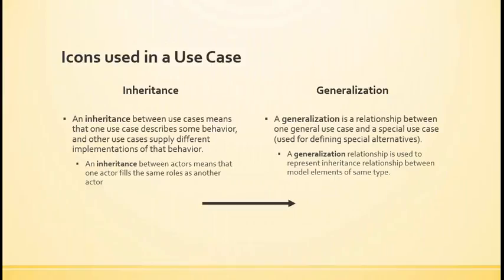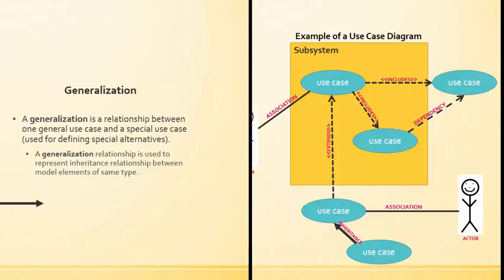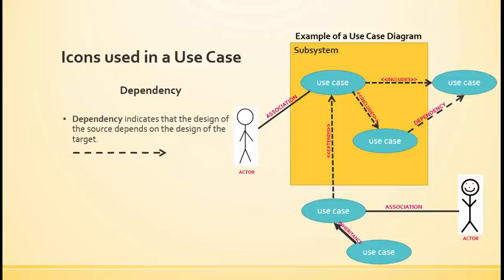Inheritance. An inheritance between use cases means that one use case describes some behavior and other use cases supply different implementation of that behavior. An inheritance between actors means that one actor fills the same roles as another actor. Generalization. A generalization is a relationship between one general use case and a special use case, used for defining special alternatives. A generalization relationship is used to represent inheritance relationship between model elements of the same type. Dependency. Dependency indicates that the design of the source depends on the design of the target.